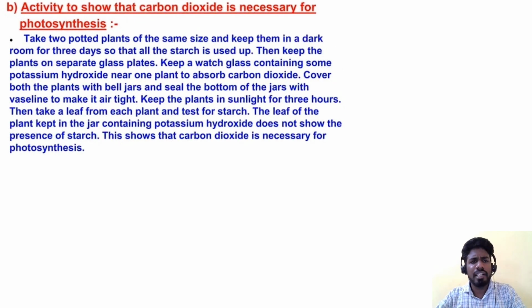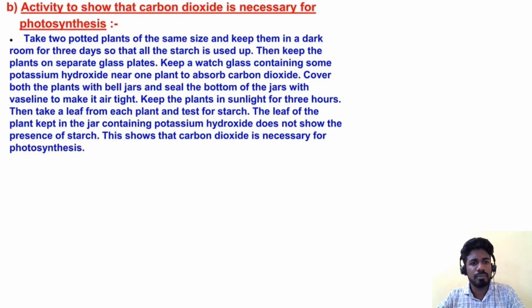Activity to show that carbon dioxide is necessary. Let's take two potted plants of the same size and keep them in a dark room for 3 days, so the starch is used up. Then keep the plants on separate glass plates. Keep a watch glass containing some potassium hydroxide near one plant to absorb the carbon dioxide. Cover both the plants with bell jars and seal the bottom of the jars with Vaseline to make them airtight. Keep the plants in the sunlight for 3 hours.